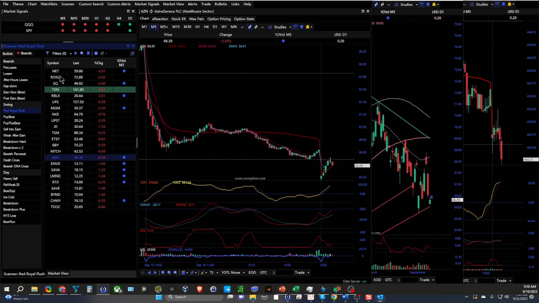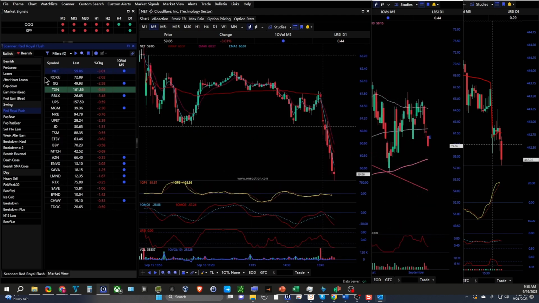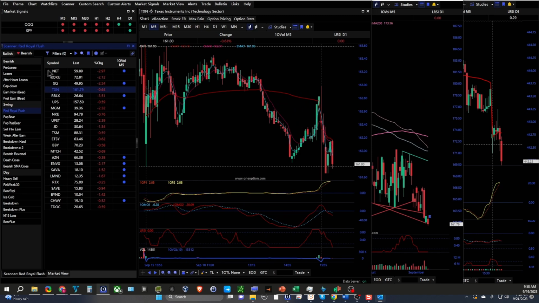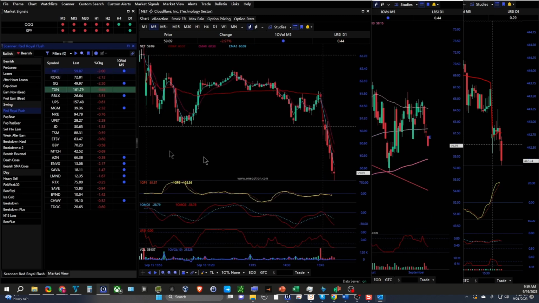But that's all you need. These ones at the top are all you need. You don't need any of this. You don't need anything else. This is all you need. TXZ not as good as the other ones, but that's all you need. Half the time I don't even look at these scanners.